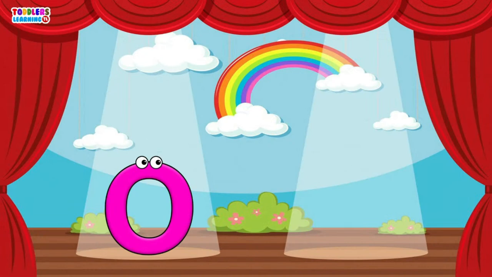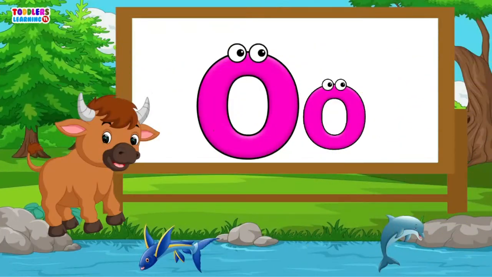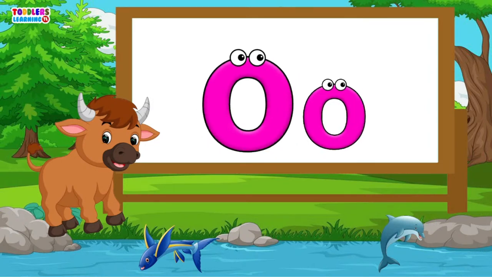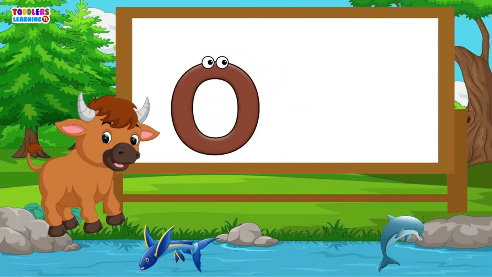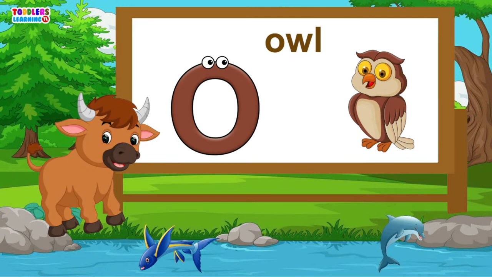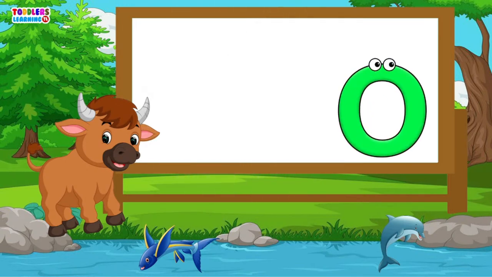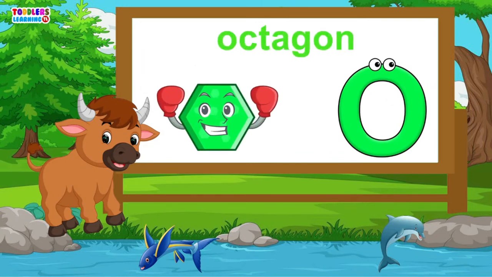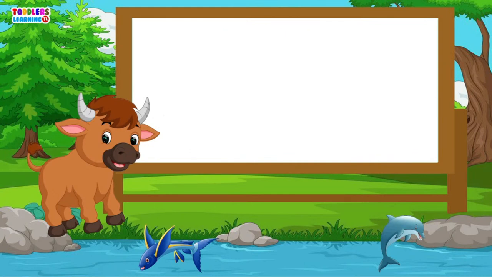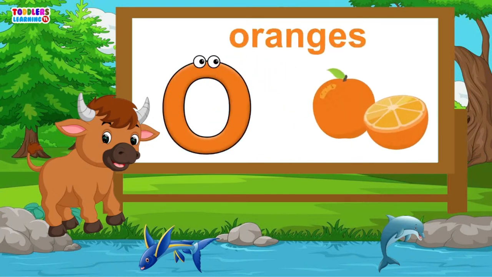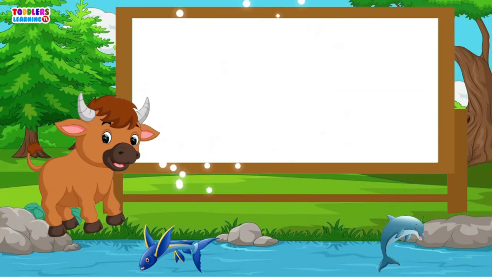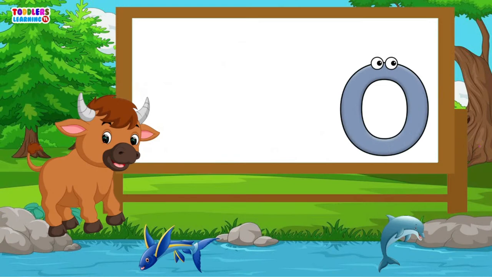This one is uppercase O. This one is lowercase O. Today we will learn different words that start with letter O. O, the sound of O is O. O for owl. O for octagon. O for oranges. O for oyster.